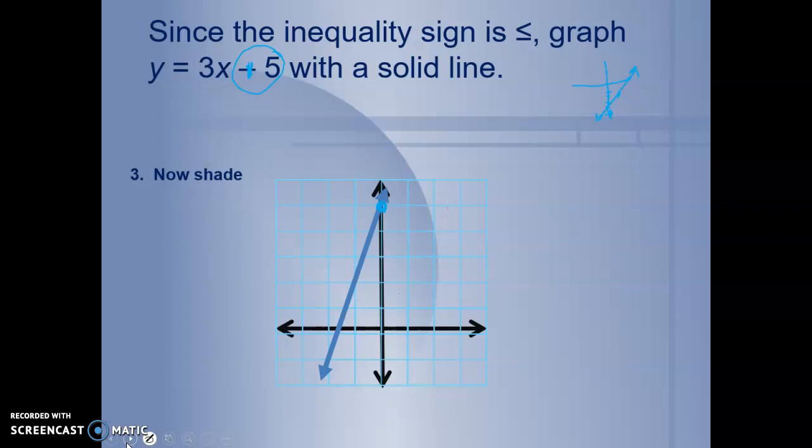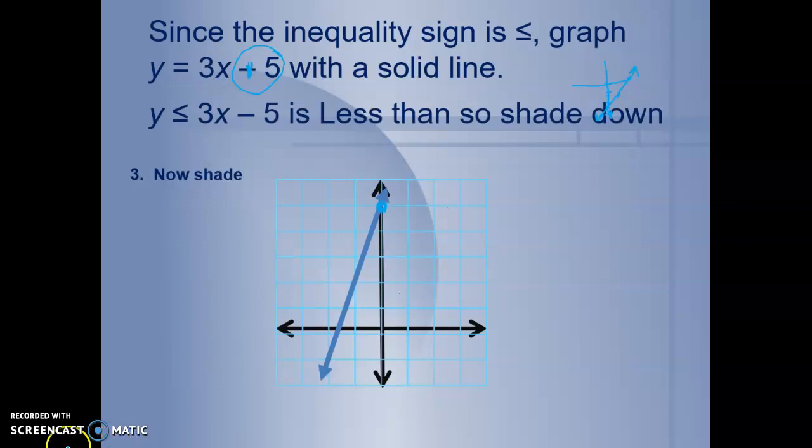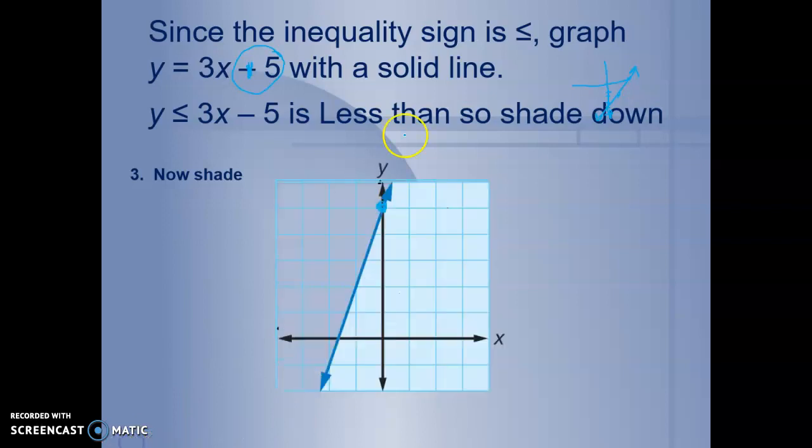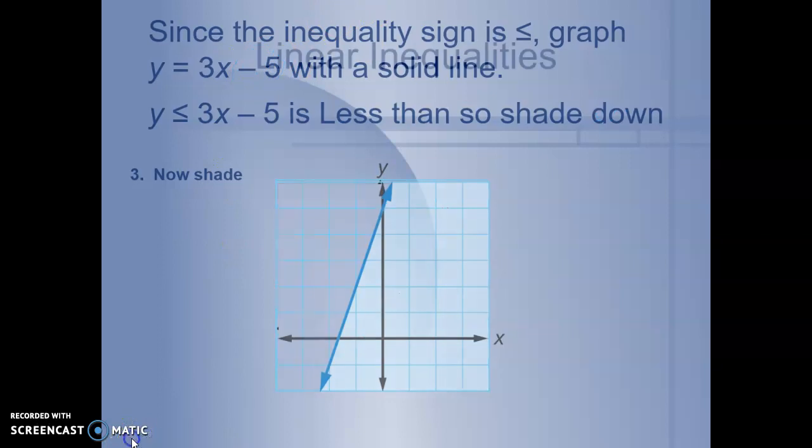Okay, we're now going to shade. Since the inequality sign is less than or equal to, we do need to shade below the line, or shade down. On this one, this is 3x plus 5. On 3x minus 5, we would shade still below the line down here. The only thing that changed is our intercept because of this typo right here, this error.